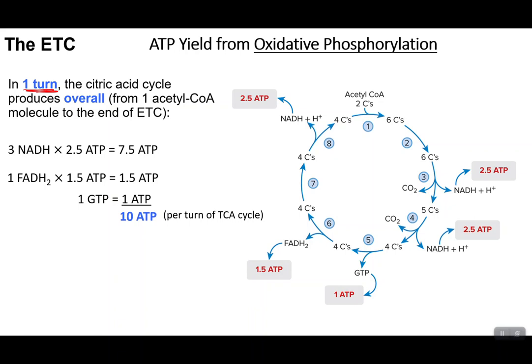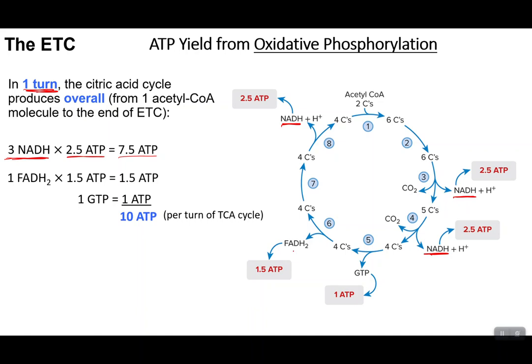All right, so recall that in one turn of the citric acid cycle, we produced 3 NADHs, and that is being shown here. And then recall that we mentioned that for every NADH molecule, since it feeds into complex 1, we can produce 2.5 ATP. So this means that in one turn of my citric acid cycle, I have 3 NADHs times 2.5 ATP per NADH, that gives me a total of 7.5 ATP molecules that I can produce from just my NADH reduced coenzyme.